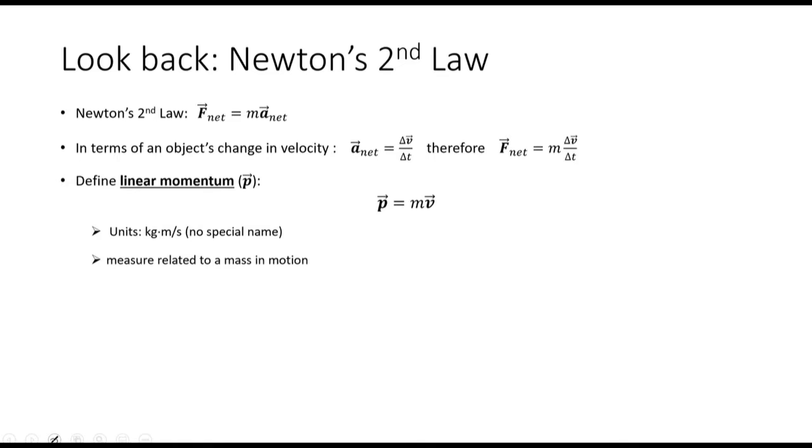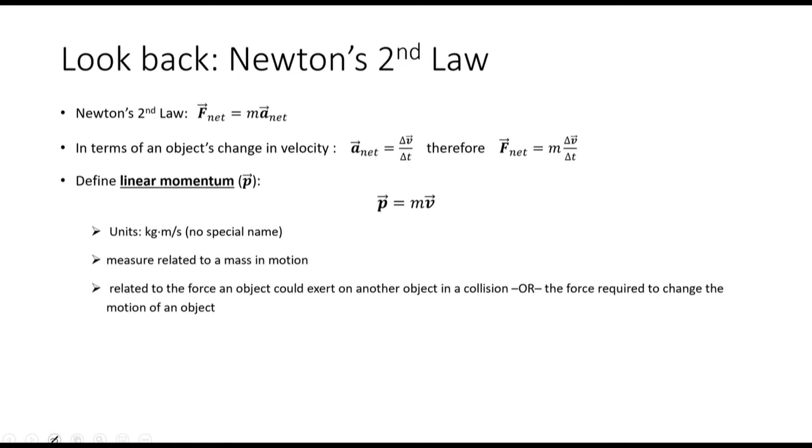It turns out that momentum is a really useful quantity in measuring the motion of an object. Sometimes it's not sufficient to know about its velocity. We want to know about a quantity that's related to both mass and velocity, and momentum ends up being really convenient for that. It's related to the force that an object could exert on another object during a collision, or alternatively, to the force that's required to change the motion of a particular object.